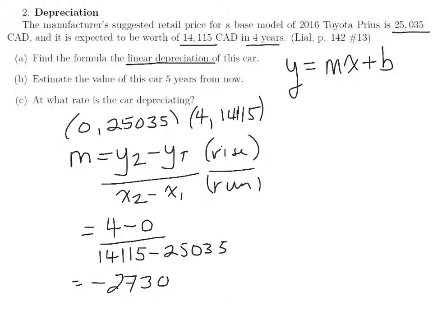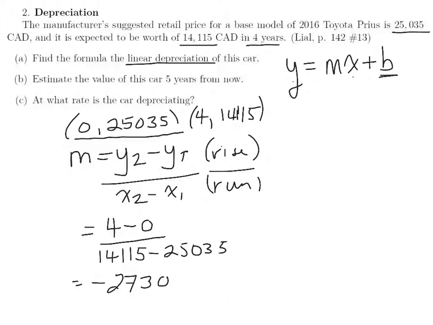So we can now find our b value, our y-intercept. And we could plug a point in for x and y. We have 2 points, and we could establish what b is. But we know that b is the y value when x is 0. And we have to see that we already have that point. We have 0 and 25,035. So 25,035 would be our b, or our y-intercept.